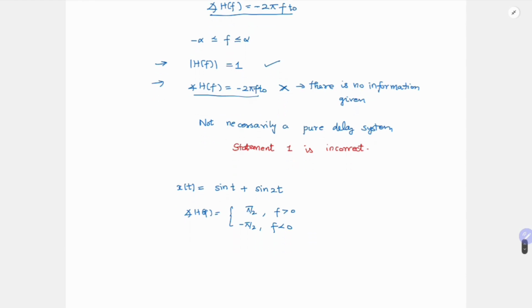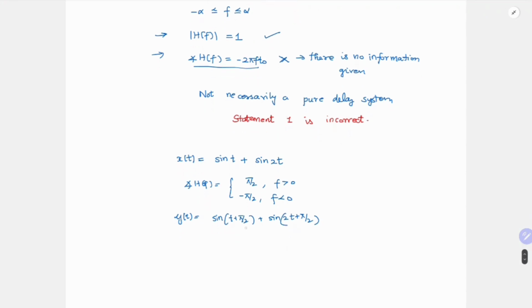That is why I'm writing this way. So your y of t will then be sine of t plus pi by 2 plus sine 2t plus pi by 2. So this will be your output y of t. If you see, I can't write this as x of t plus pi by 2. Why? What is x of t plus pi by 2?